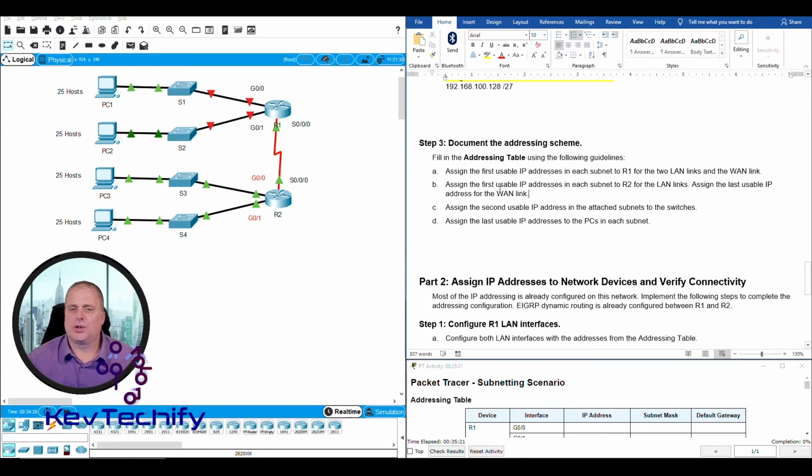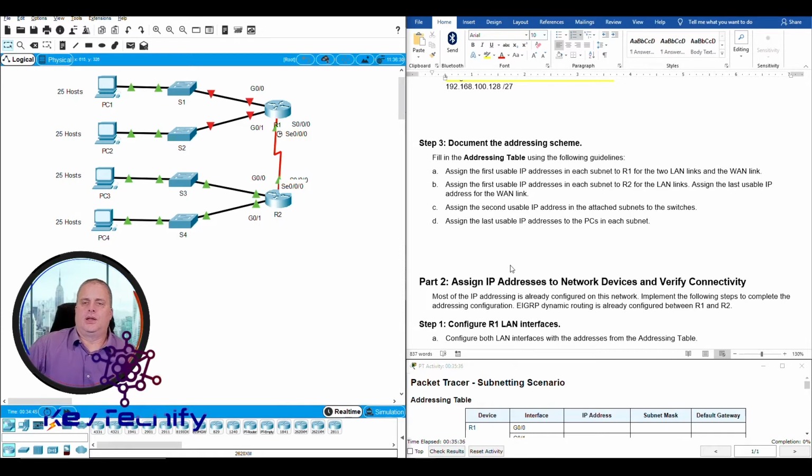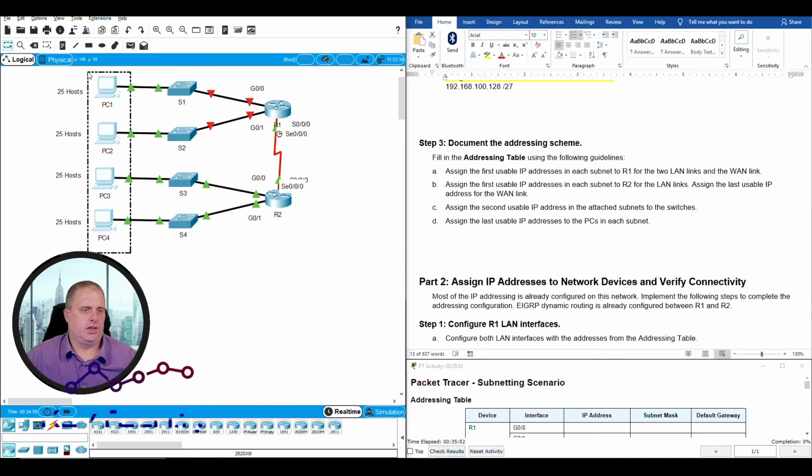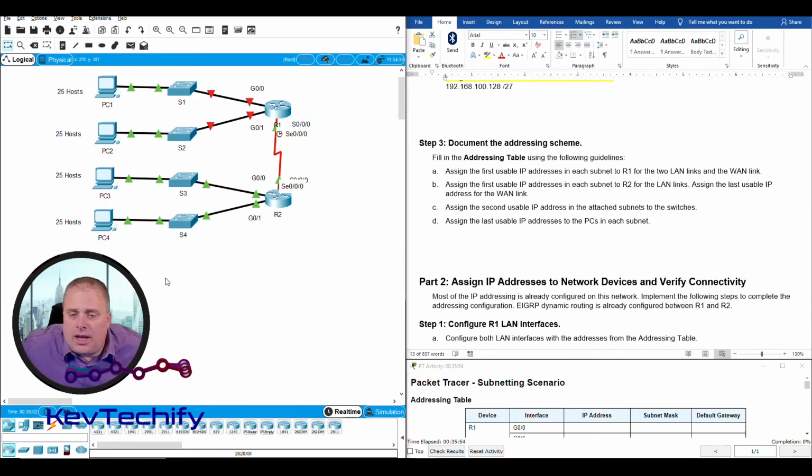Assign the last usable IP address for the WAN link. This is the same network here. Up here, R1, we're using the first usable. Down here, we're going to use the last usable on this network. Then we're going to assign the second IP address to the switches in each subnet. So looking here, each of these 4 switches is going to get the second usable IP address. And then the last usable IP addresses are going to get assigned to the PCs. Okay, we do have a bunch of information to fill in the chart.